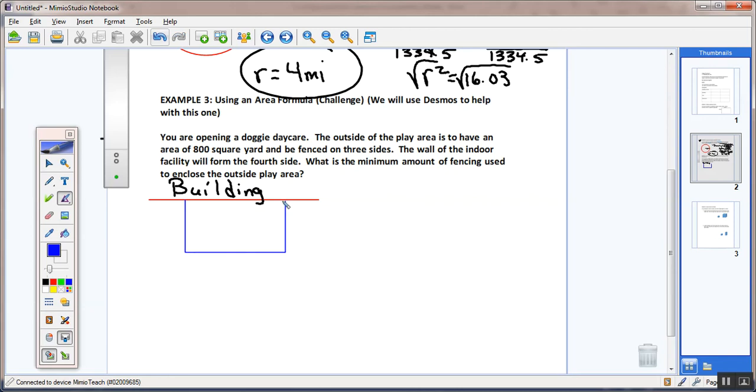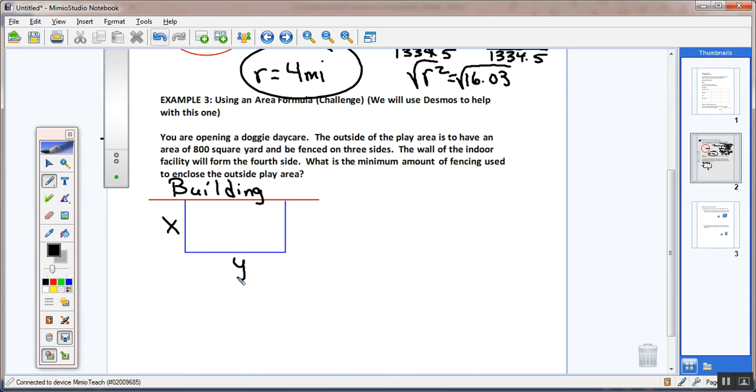We're going to assume that the play area that the puppies are in is what shape? Could be a square or a rectangle, okay? I'm going to go rectangle right here, all right? We're going to call this distance right here x. We're going to call this distance y. We don't know what the distances are.